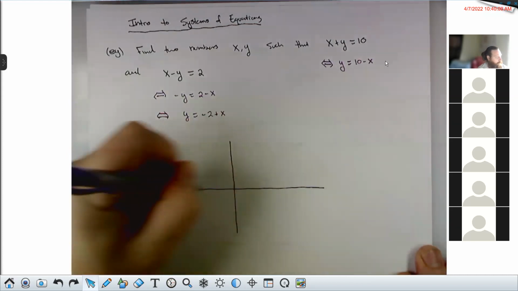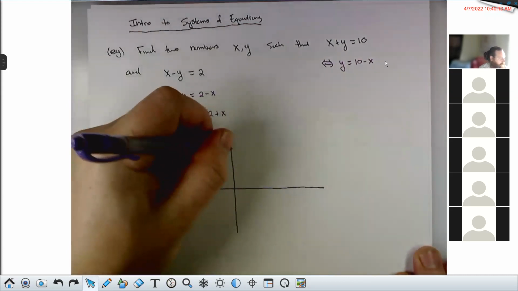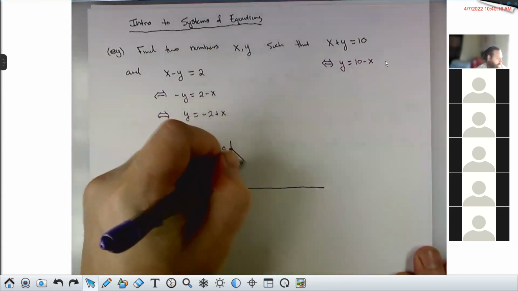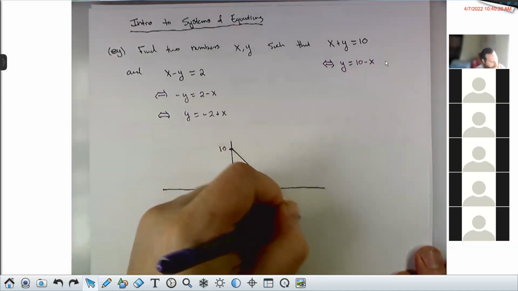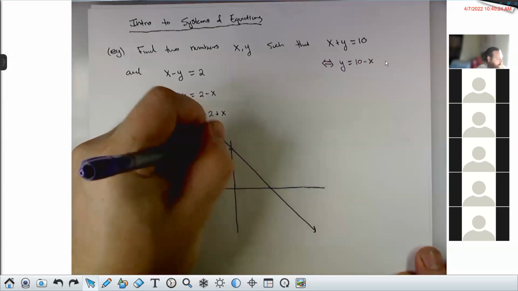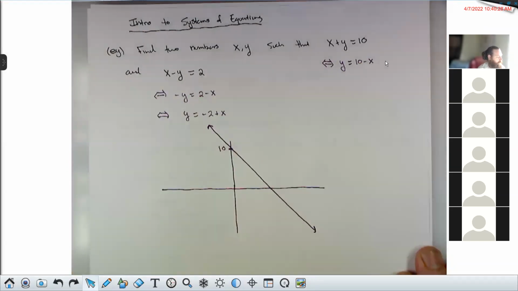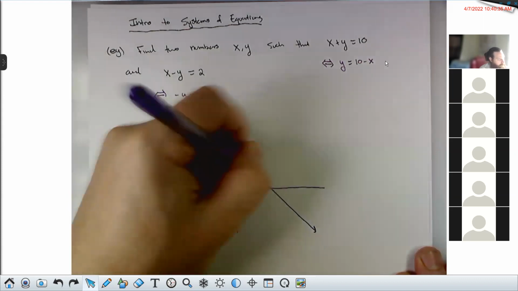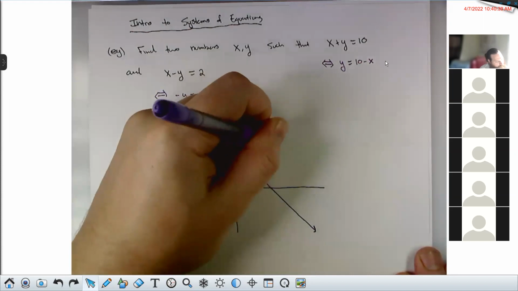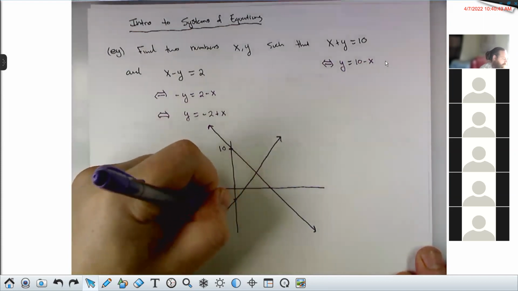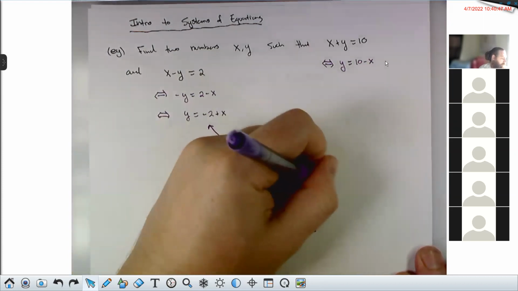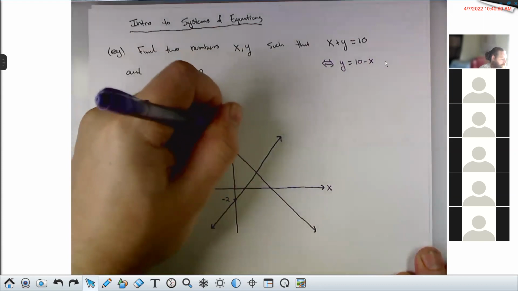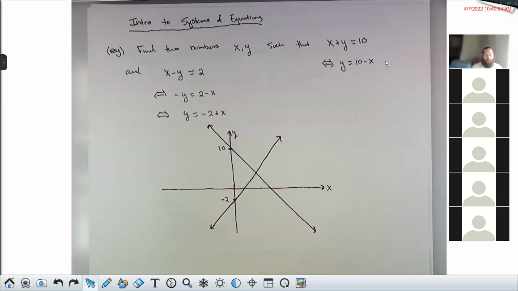If I graph each of those lines, 10 minus x, we'll call this 10 up here, is a line with slope negative 1 and y-intercept 10. Here's that first line. And negative 2 plus x, we'll call this negative 2, is a line with y-intercept negative 2 and slope positive 1. X-axis, here is y-axis. So graphing these two lines, there is a point here that is kind of interesting, and that's the point where they touch.